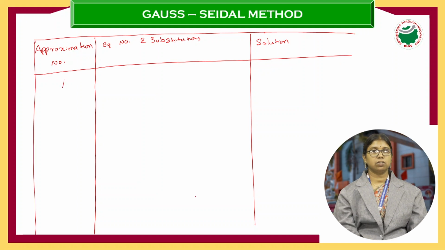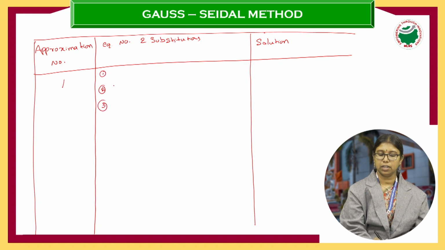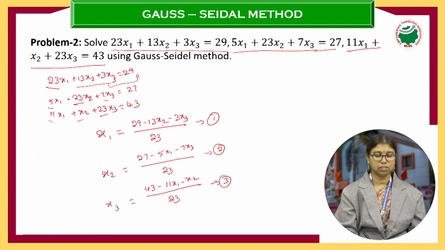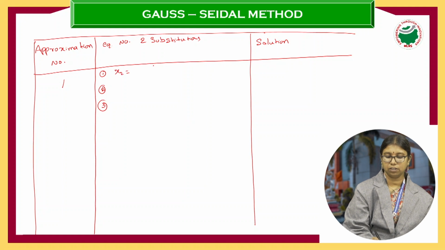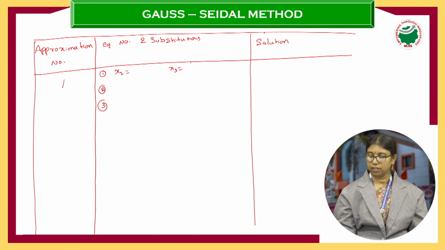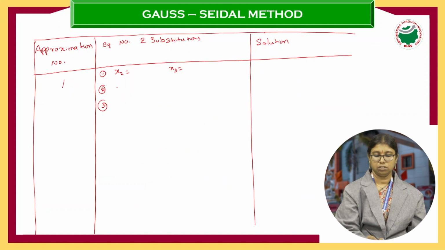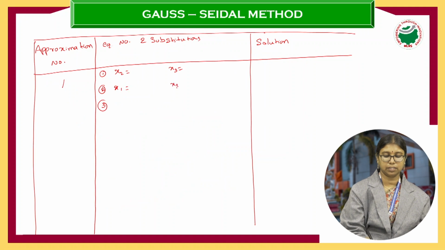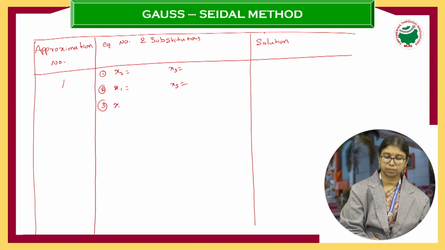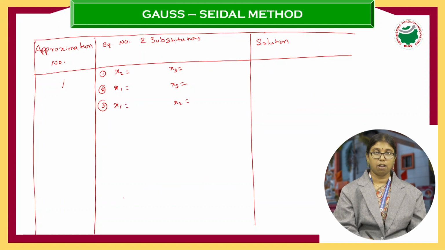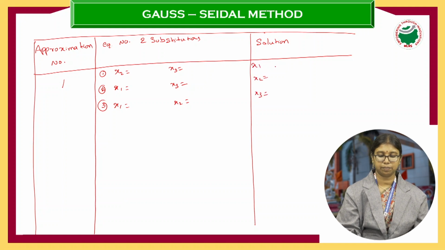To start with the first approximation, here I have three equations, 1, 2, 3. What are the substitutions for the first equation? The substitutions for the first equation are x2, x3. So here you have to take the values for x2, x3. Next, in the second equation, the substitutions are x1, x3. In the third equation, the substitutions are x1, x2. On taking these substitutions, you will get the solution for x1, x2, x3.